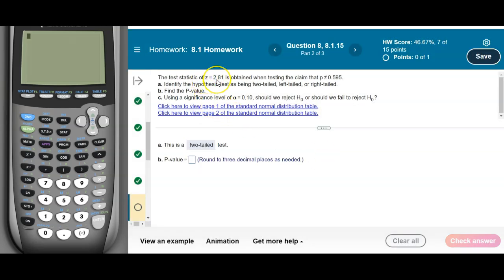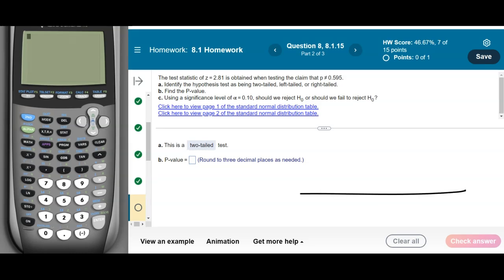Now when we do this, we're going to find our test statistic. Where does it fall on the number line relative to the middle, which is 0? So 0 is right there in the middle. 2.81 is going to be way over here in the right tail. And the p-value is the area. In the last video, it's just the area from that point on into the right tail.